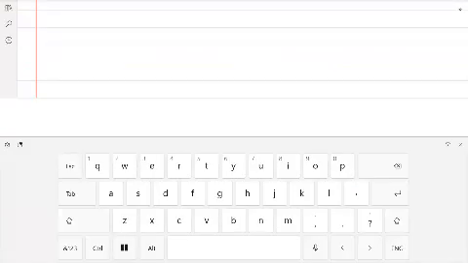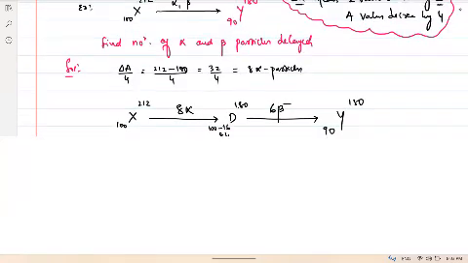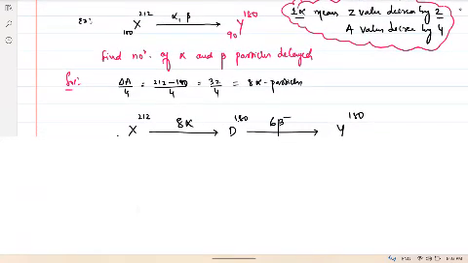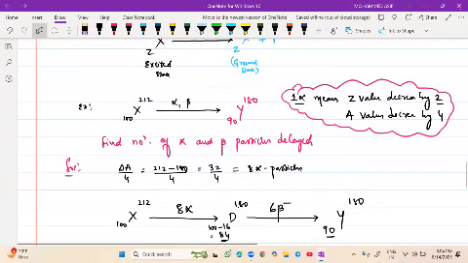So what is the answer for this question? How many alpha particles and beta particles? 8 alpha particles and 6 beta particles will be the answer. Go through it once again. If there is any doubt in this question, please let me know. If I did this question, you just go through it.